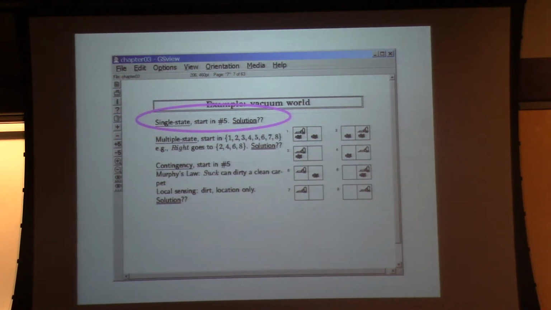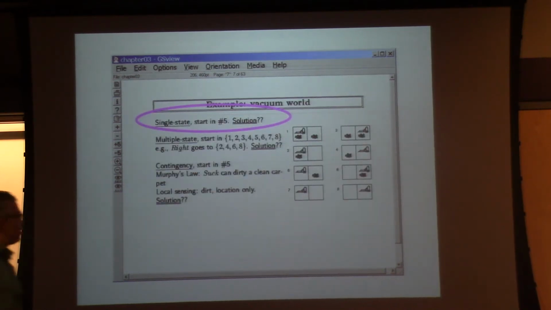So let's look at the single state, and suppose I'm in 5, what is the solution? Or I'm in 4, what's the solution? And the solution, I just wind up doing the action. I hope that you know the answers, but we just want to write an algorithm to do this. Now, how do I do this?